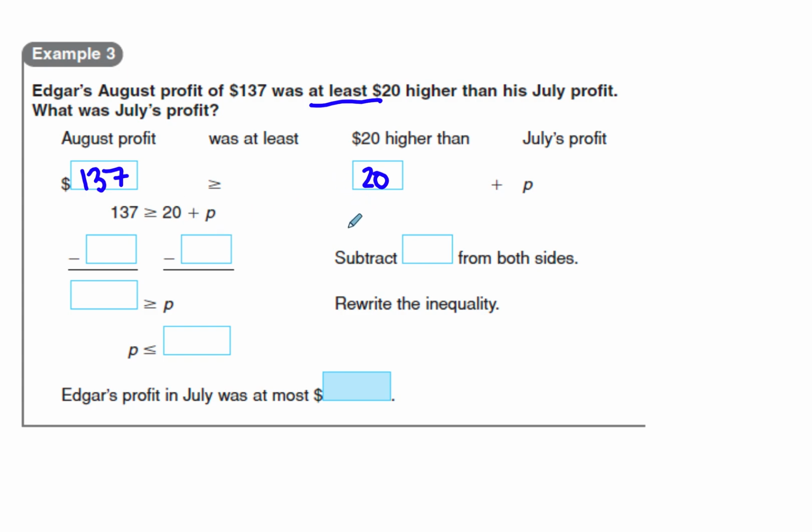All right, so we have adding with 20, positive 20. So I'm going to subtract 20 from both sides. 20 minus 20 equals 0, so I'm left with P. I'm going to bring down that greater than or equal to sign. And then I'm going to subtract: 137 minus 20 is 117. Story problems do need a label. It's going to be $117.